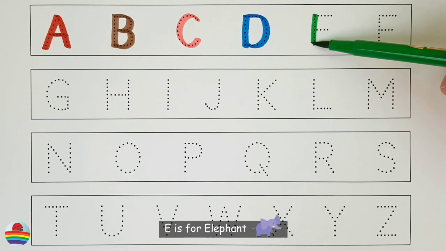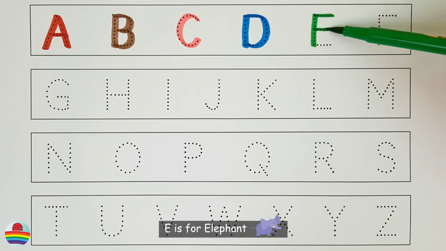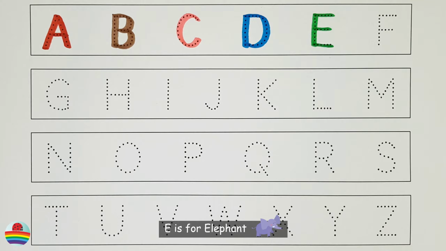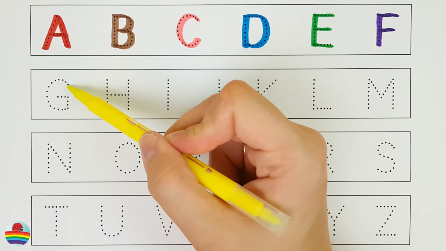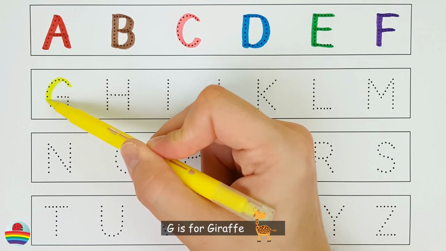E is for elephant. F is for flamingo. G is for giraffe. H is for horse.